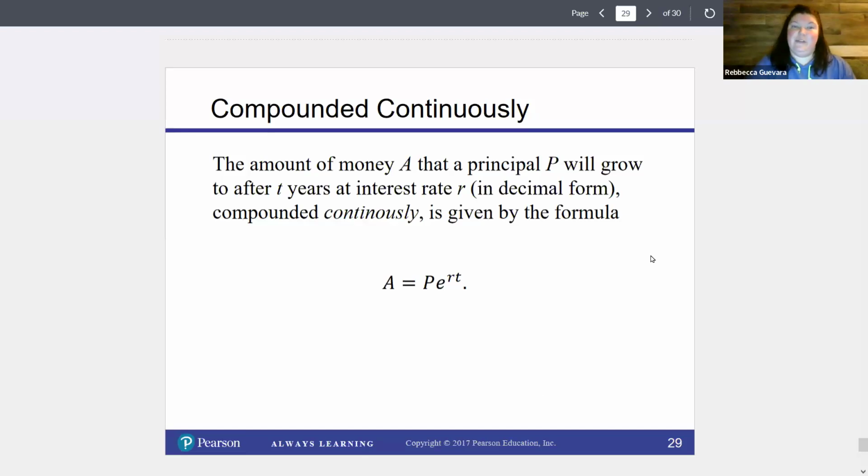Our very last bit for this is e compounding continuously. That e comes about when we're looking at something growing continuously. So we're not growing once a month or something like that. That growth is added on continuously over time. The amount of money A that a principal P will grow to after t years at interest rate r in decimal form, compounded continuously, is given by this formula: A equals P times e to the power of rt. So that r ends up in the exponent in this case.